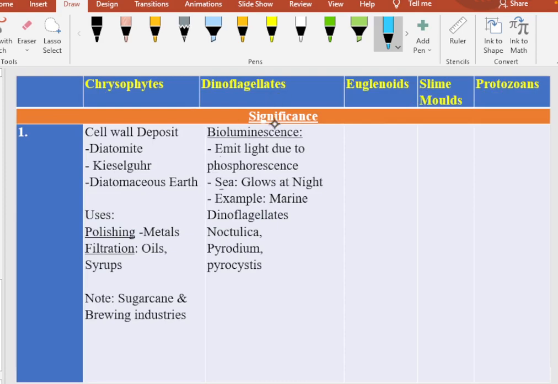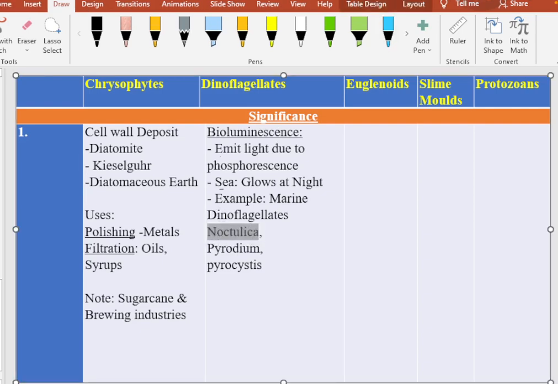Now regarding dinoflagellates, first thing is bioluminescence. What will they produce? Light. Hence they are called what? Pyrophytes. Hence, it is the scientific name, it should be in italics. Scientific name, genus name, hence it should be in printed form, in italics.